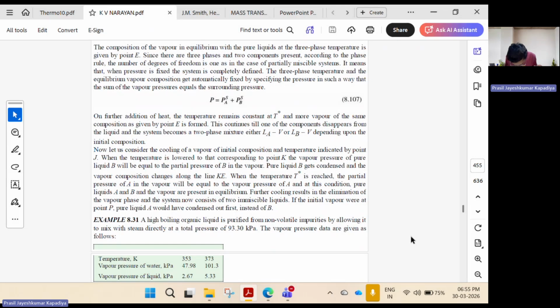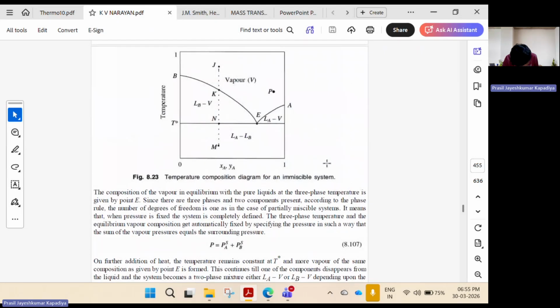Okay, so this is what it is all about for this VLLE system. So we can write P star is equal to P1 set plus P2 set, correct? Now along this AE line, I can write that X1 gamma 1 P1 set is equal to Y1 into P. So I can write Y1 is equal to P1 set by P as X1 tends to 1.